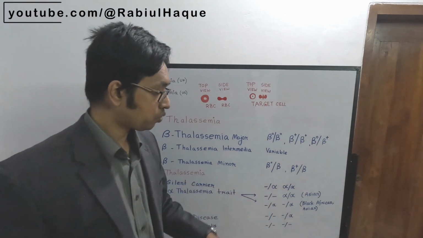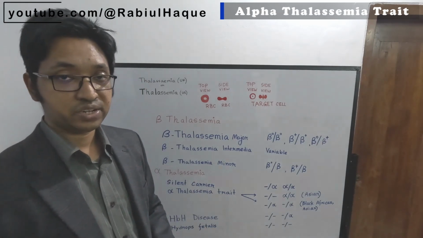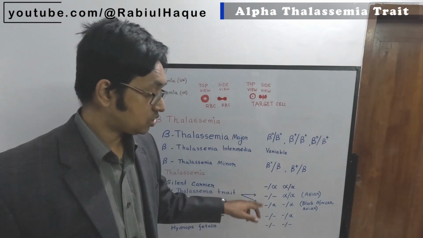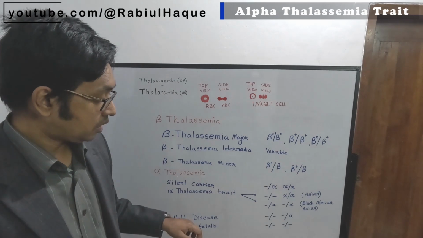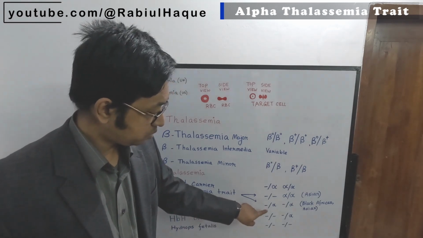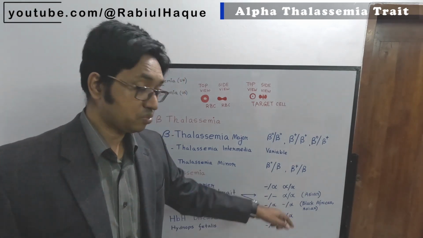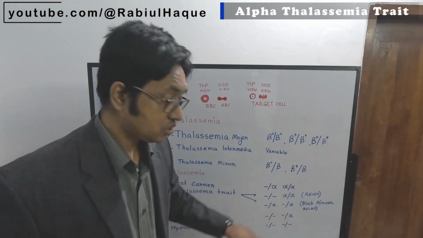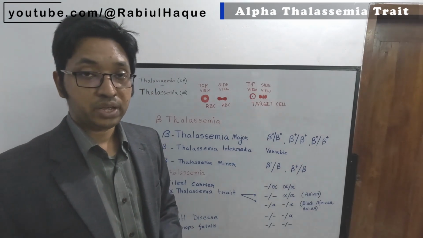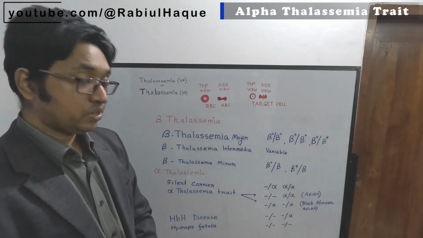Now if 2 out of 4 genes are deleted, that will result in a condition known as alpha thalassemia trait. Now 2 genes can be deleted from the same chromosome. This type of deletion is known as cis deletion. Or 1 gene is deleted from 1 chromosome and another alpha gene is deleted from the other chromosome number 16. This pattern of deletion is known as trans deletion. Now cis deletion is common among Asian and Southeast Asian populations, whereas trans deletion is more common among the African population.